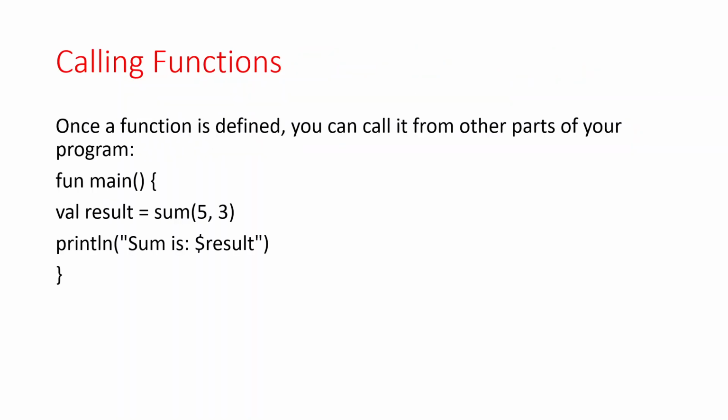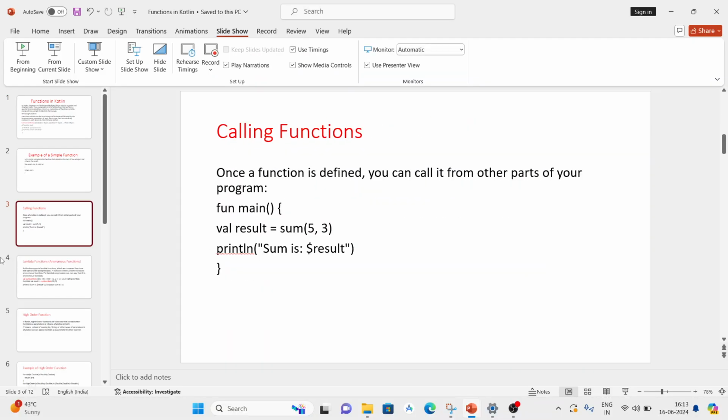Now calling a function. Once the function is defined, you can call it from other parts of your program. Here, fun main, and we have stored a function inside one variable, result. val result is assigned to sum(5, 3), and we will get the output as 8. Let's do one practical to understand it.